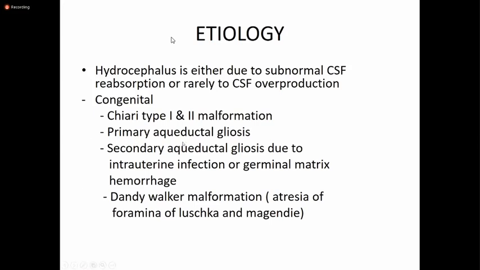Another reason for hydrocephalus is aqueductal gliosis, in which there is gliosis in the cerebral aqueduct. Another cause of hydrocephalus is secondary aqueductal gliosis due to intrauterine infection. The other congenital cause of hydrocephalus is Dandy-Walker malformation, which is also known as atresia of the foramina of Luschka and Magendie. In this, there is a large pool of CSF in the posterior fossa.